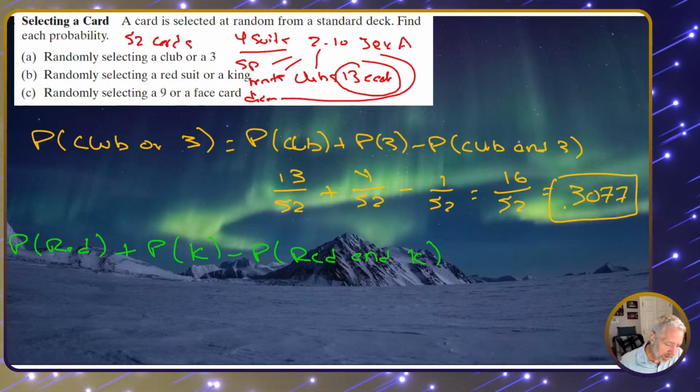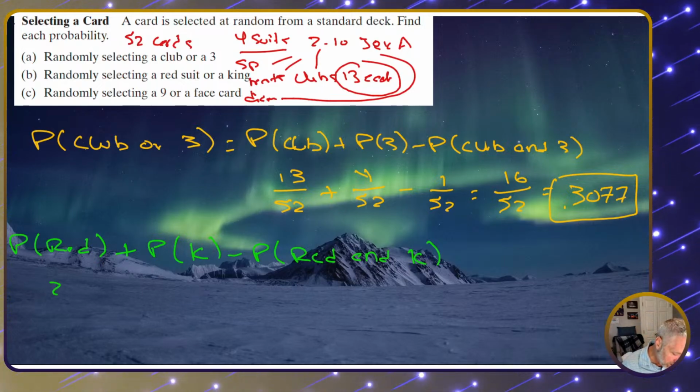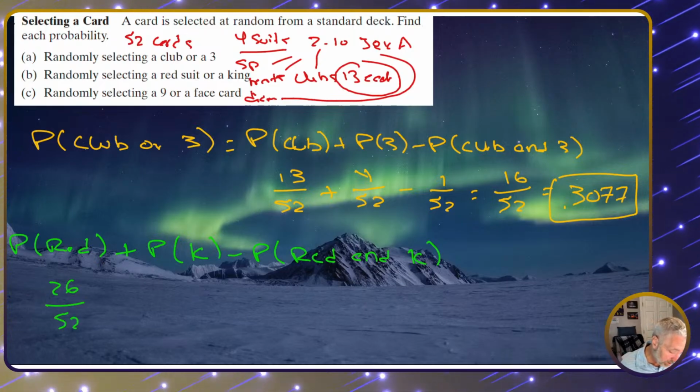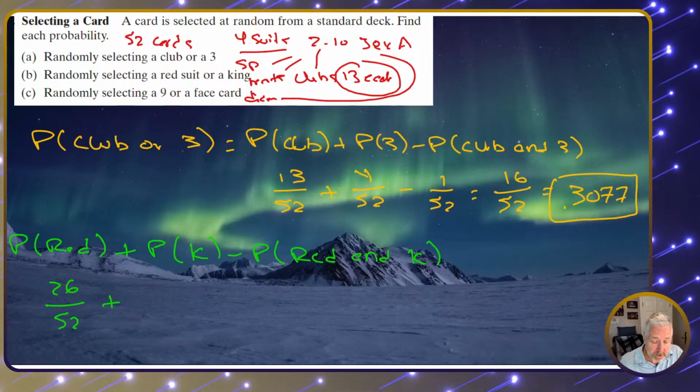So the probability of drawing a red card is 26 out of 52. So you've got a 50% chance of getting a red card. Plus the probability of a king. There are 4 kings in the deck.